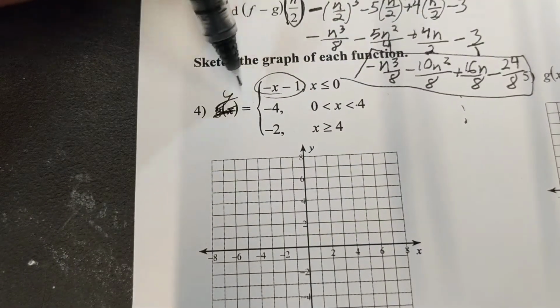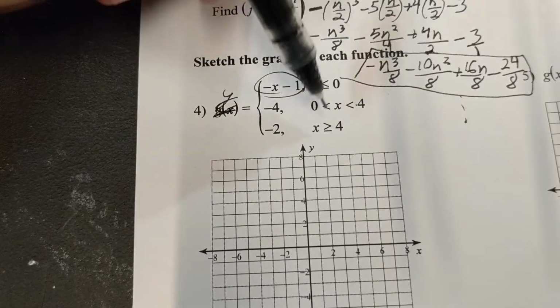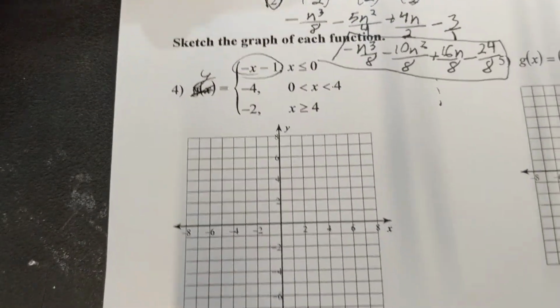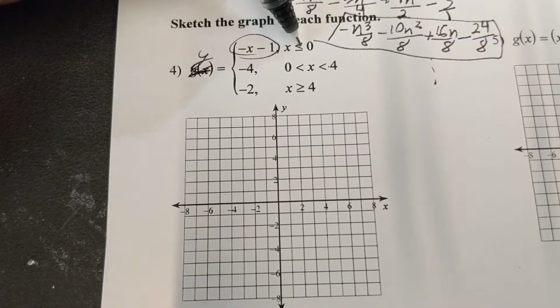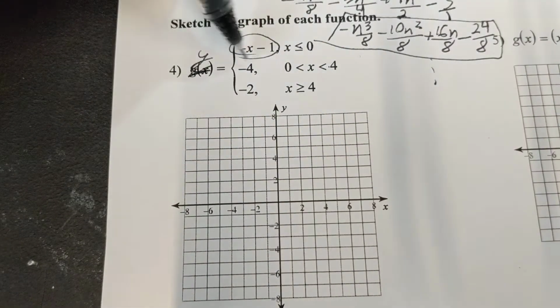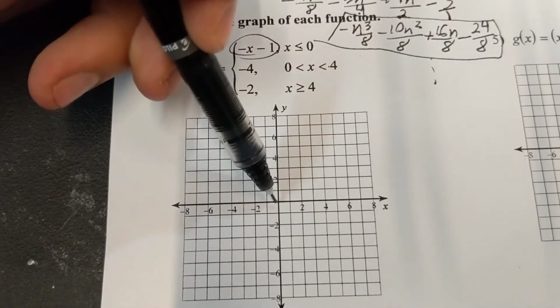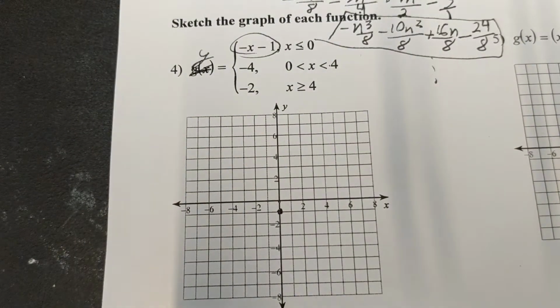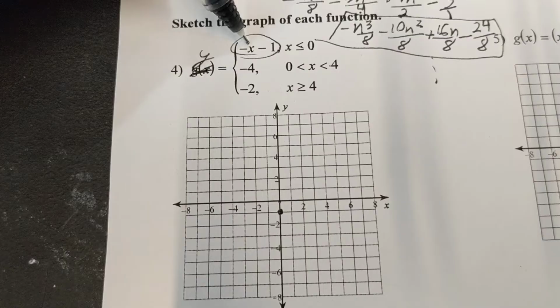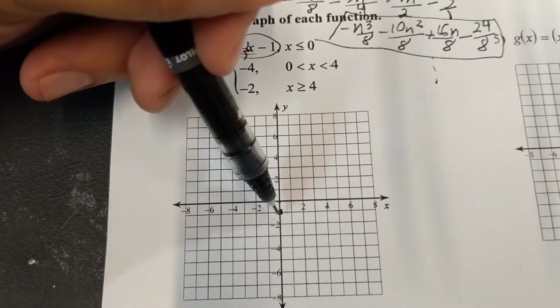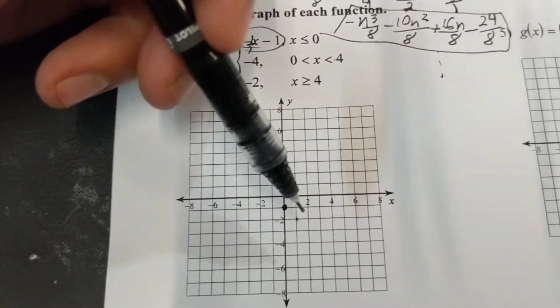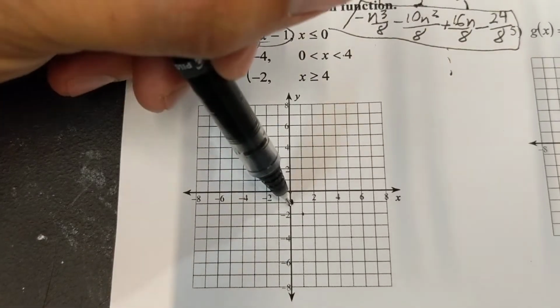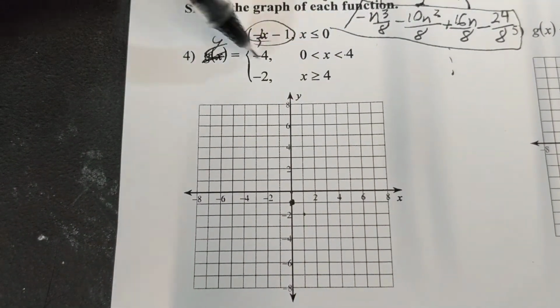It's sort of like y equals -4 and y equals -2 on these different parts. So we'll see what we can do with that. If I have x less than or equal to 0, then I'm writing the line -x minus 1. So -x minus 1, that's the line that has -1 as a y-intercept, and then a -1/1 slope.